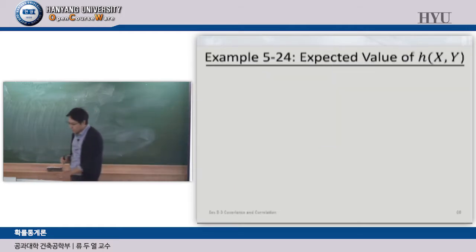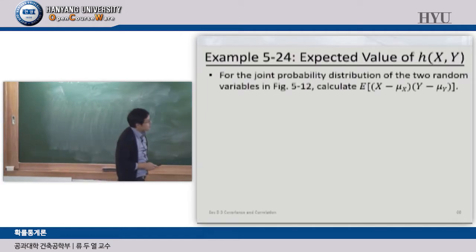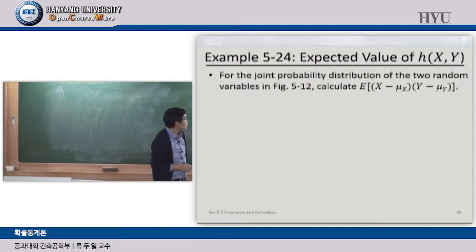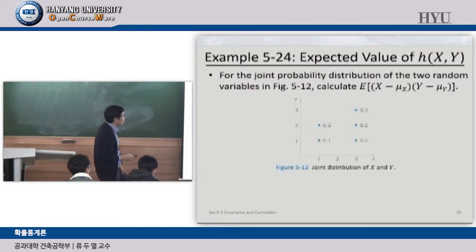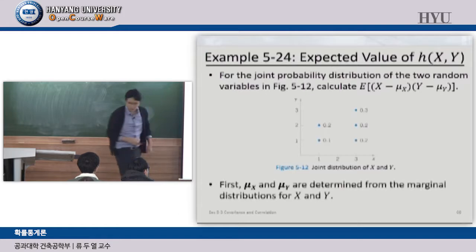And this is the example. For the joint probability distribution of two random variables in the following figure 5-12, as you can see here, based on this figure, please calculate the average of (X minus mu_X) times (Y minus mu_Y). Okay, that is the equation, and that is the question. And to solve this equation, we first calculate mu_X and mu_Y, right?